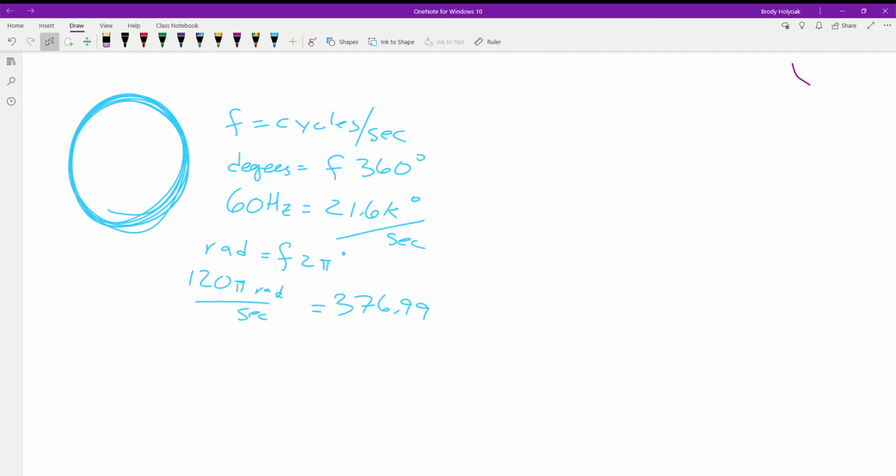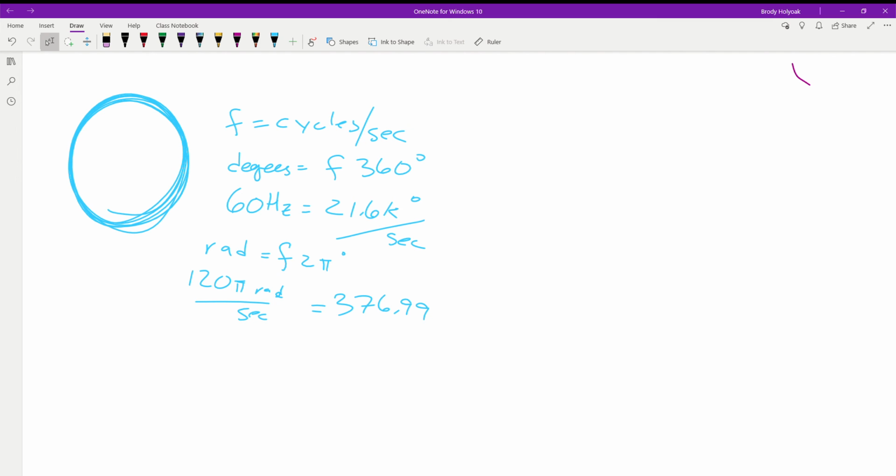Now, a circle is 2 pi rads. So if we take that apart, 2 pi is 6.28. So to give you another idea, we can carry that out into its decimal equivalent. So that's all angular velocity is. How many degrees or how many radians am I traveling based on my rate of speed?